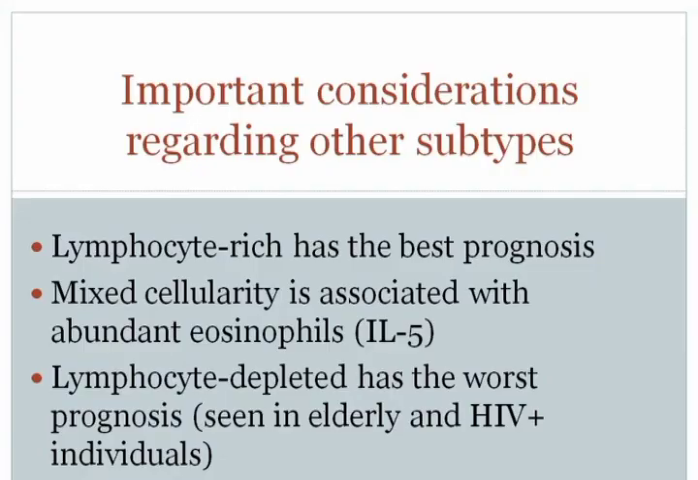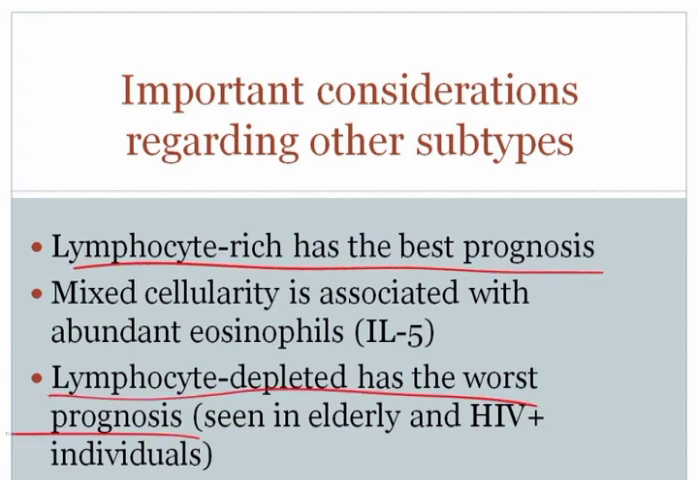The other subtypes are not necessarily super common, and it's often difficult to remember them, but I'll just tell you a few important principles. Number one, the lymphocyte rich has the best prognosis. Number two, the lymphocyte depleted has the worst prognosis. So the more the lymphocytes, the better, the less the lymphocytes, the worse. And the lymphocyte depleted happens to be seen in the elderly and in HIV-positive individuals.